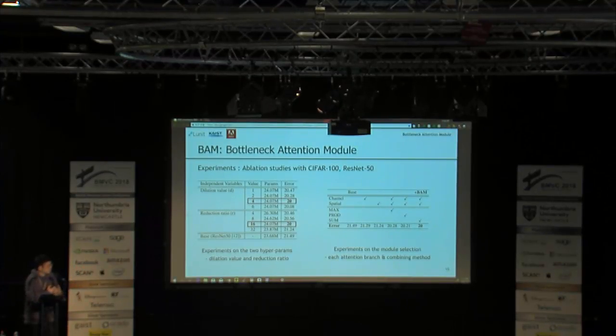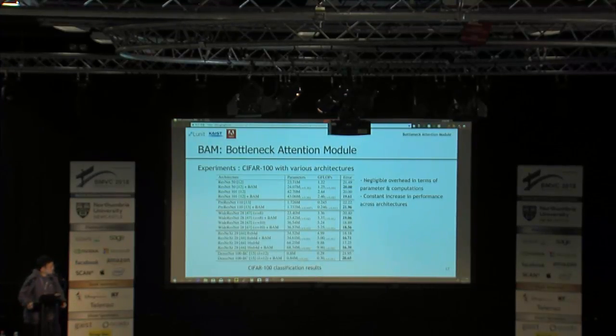There are some synergies from combining the channel and spatial attention. And the best way to combine two branches is by summing them together. We tried max or multiplication, but adding them is the best option. These are the results in CIFAR 100 classification. There are ResNet 50 and ResNet 50 plus BAM. You can see the overhead is very small, like 1% or 2%. But there are clear improvements in performance in every architecture.